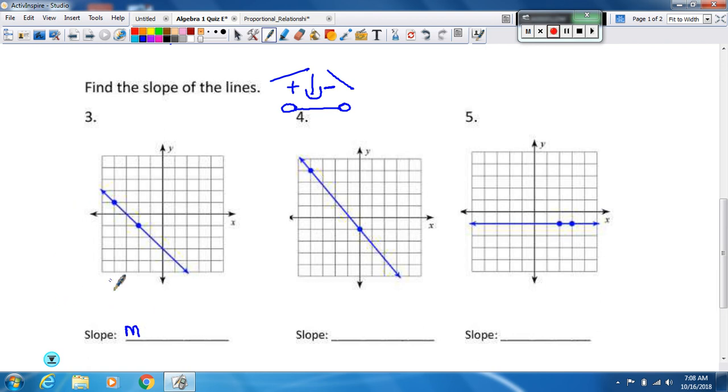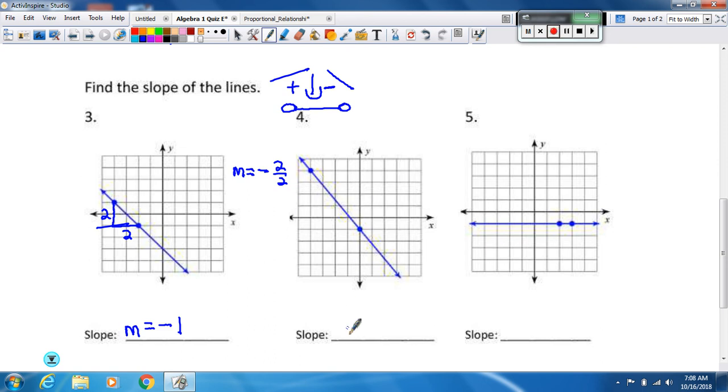Let me come over here and do some work for it first. Okay, you draw a right triangle connecting the 2 points on the line they gave you. It's under the line that they gave you. This triangle that I drew is 2 units high and 2 units long. So then you have 2 over 2. So negative 2 divided by 2 is negative 1. The slope is negative 1 on that one.